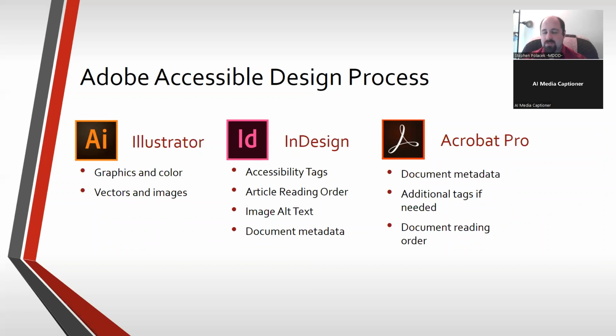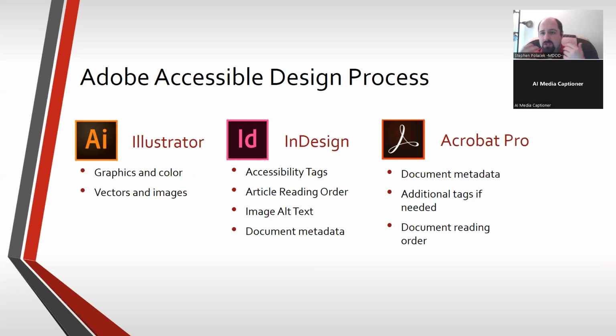InDesign is kind of our second step, or sometimes our first step. That's kind of where we get into the meat of this, because we can add those accessibility tags. We can determine the reading order in the articles panel or the structure panel. We can add alt text to our images. We can make sure to export that out. And then there is some ability to deal with document metadata there.